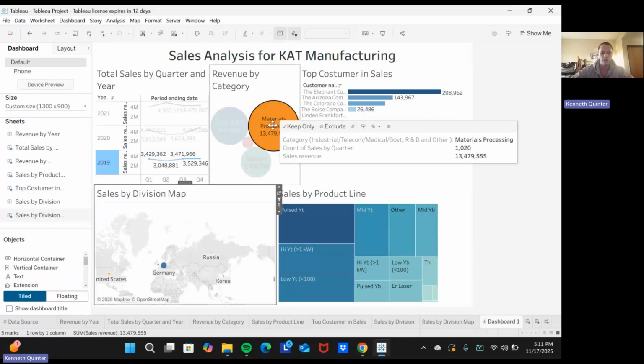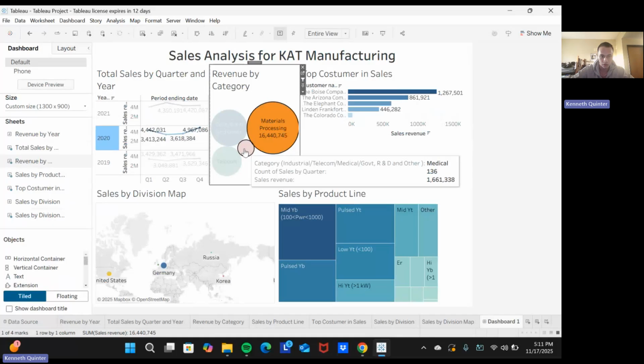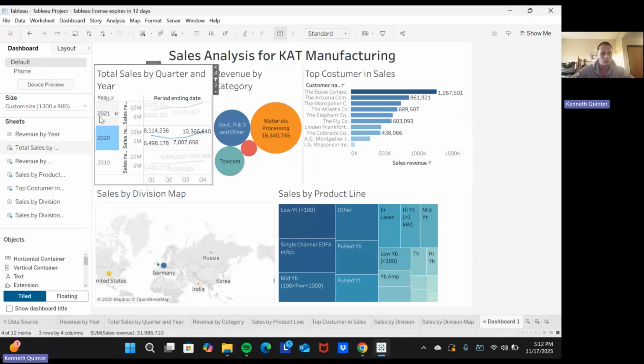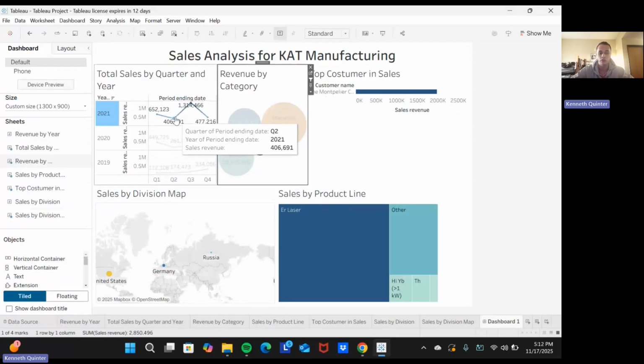First and foremost, in order to find the total sales revenue for the third quarter in 2020, I would click on 2020, unclick materials processing, and I can see that in the third quarter of 2020, the sales revenue was $7,007,656. Next, the total sales revenue for the medical category in the second quarter of 2021. I click on 2021, I click on the medical category, and I can clearly see that in the second quarter, the sales revenue is $406,691.